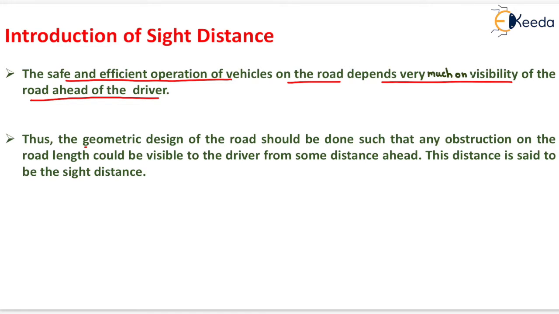Thus, the geometric design of the road should be done such that any obstruction on the road length could be visible to the driver from some distance ahead. This distance is said to be the sight distance. It means that the distance which is visible to the driver from some distance ahead for the safe and efficient operation of the vehicle, that distance is said to be the sight distance.